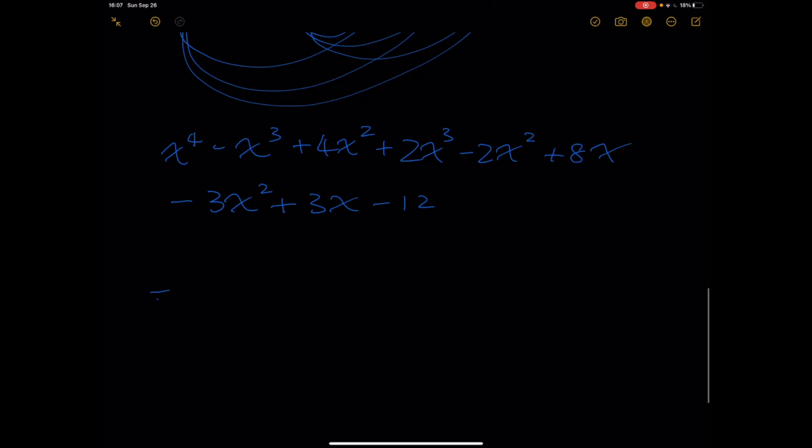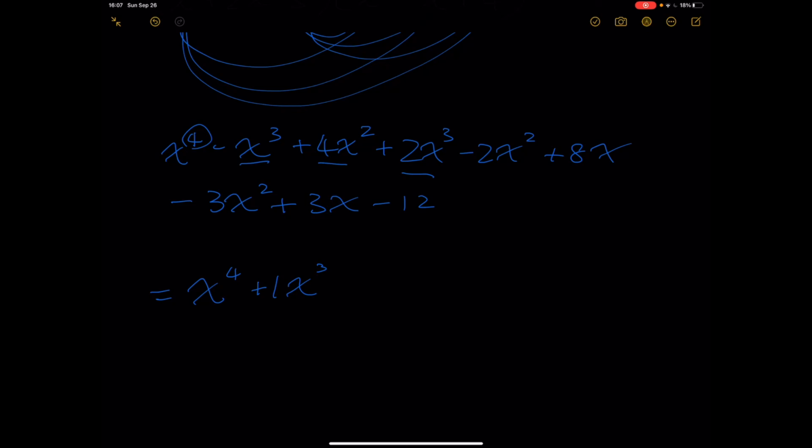Now if we simplify the equation, so we group together all the 4's, do we have any more exponent 4? We don't. So x to the power 4. And we look for the one with to the power 3. We have 1, 2. We have 2 of them. Negative x to the power 3, positive 2x to the power 3. So we'll be left with positive 1x to the power 3.